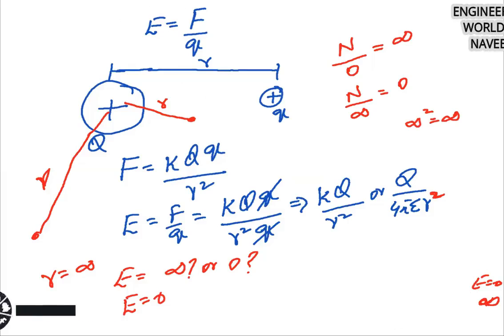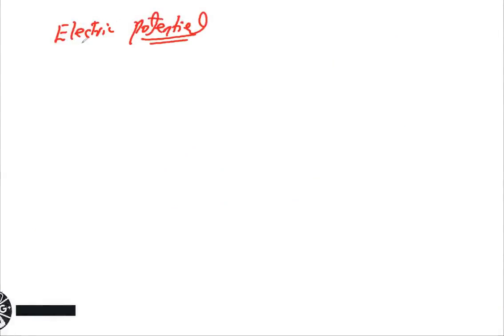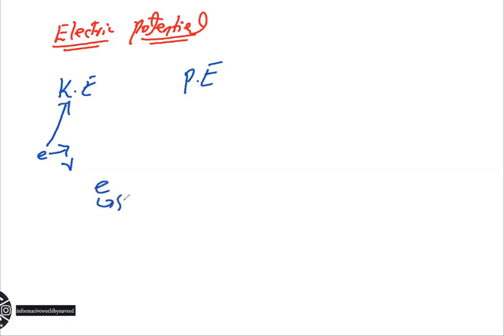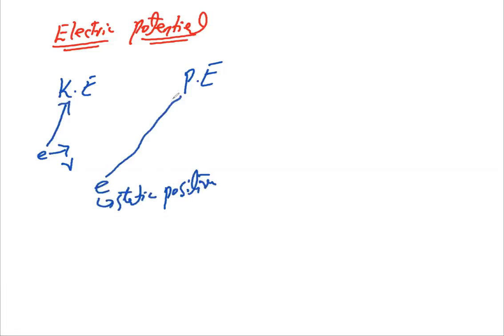Okay, now let's move toward the electric potential. Up till now we only studied what is meant by kinetic energy and what is meant by potential energy. If a charge is moving with some velocity, then this charge will have kinetic energy. But if this charge is in a static position, then this charge will have potential energy. Because energy is divided into two categories: kinetic energy and potential energy.